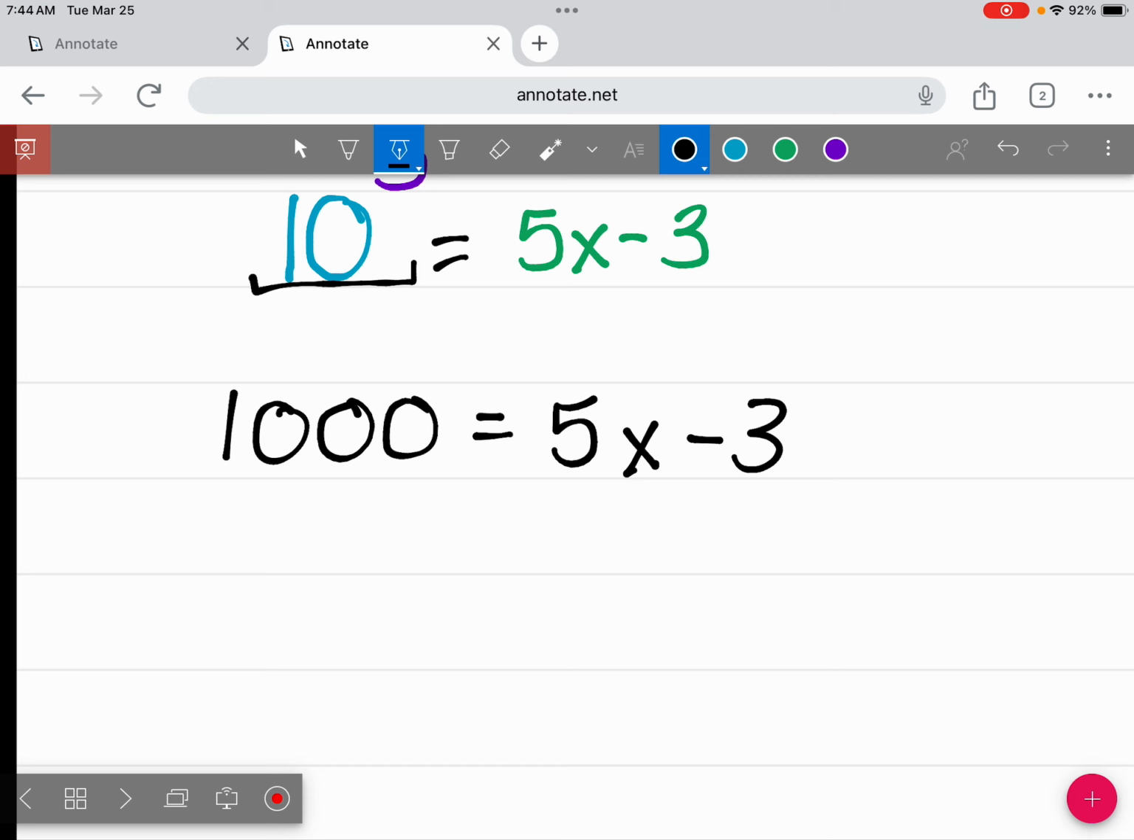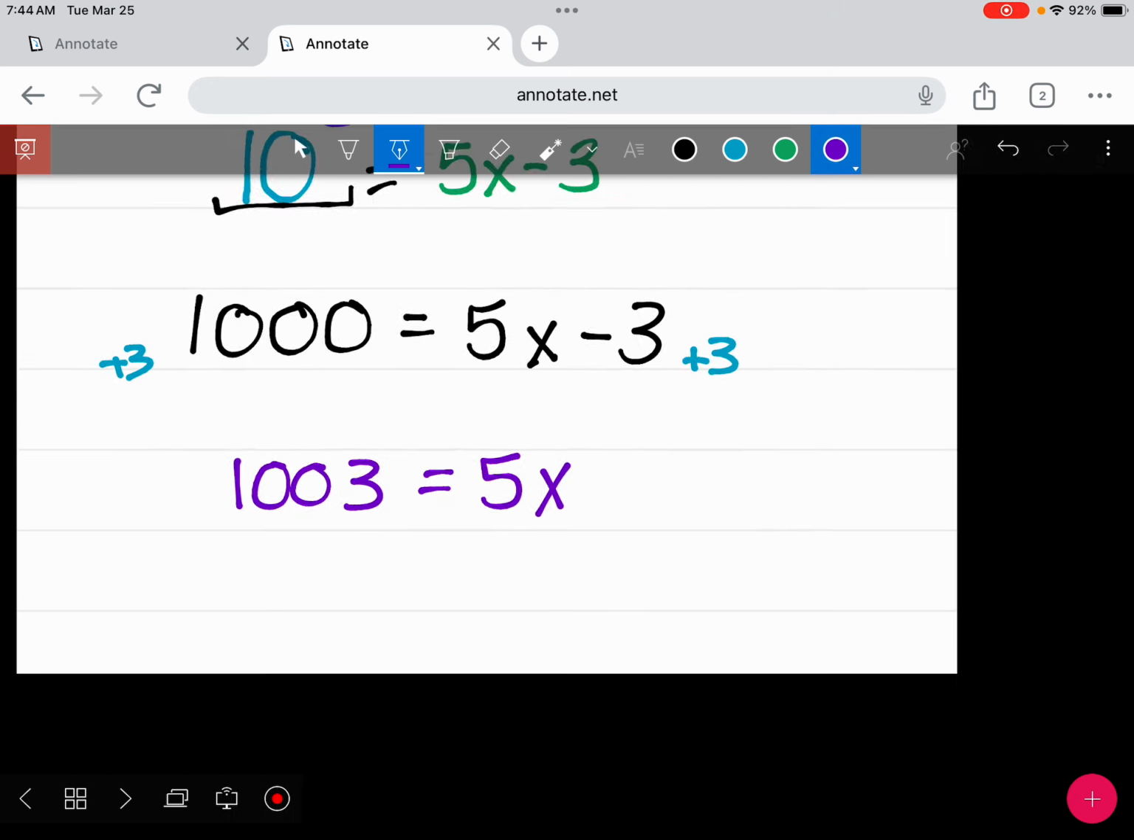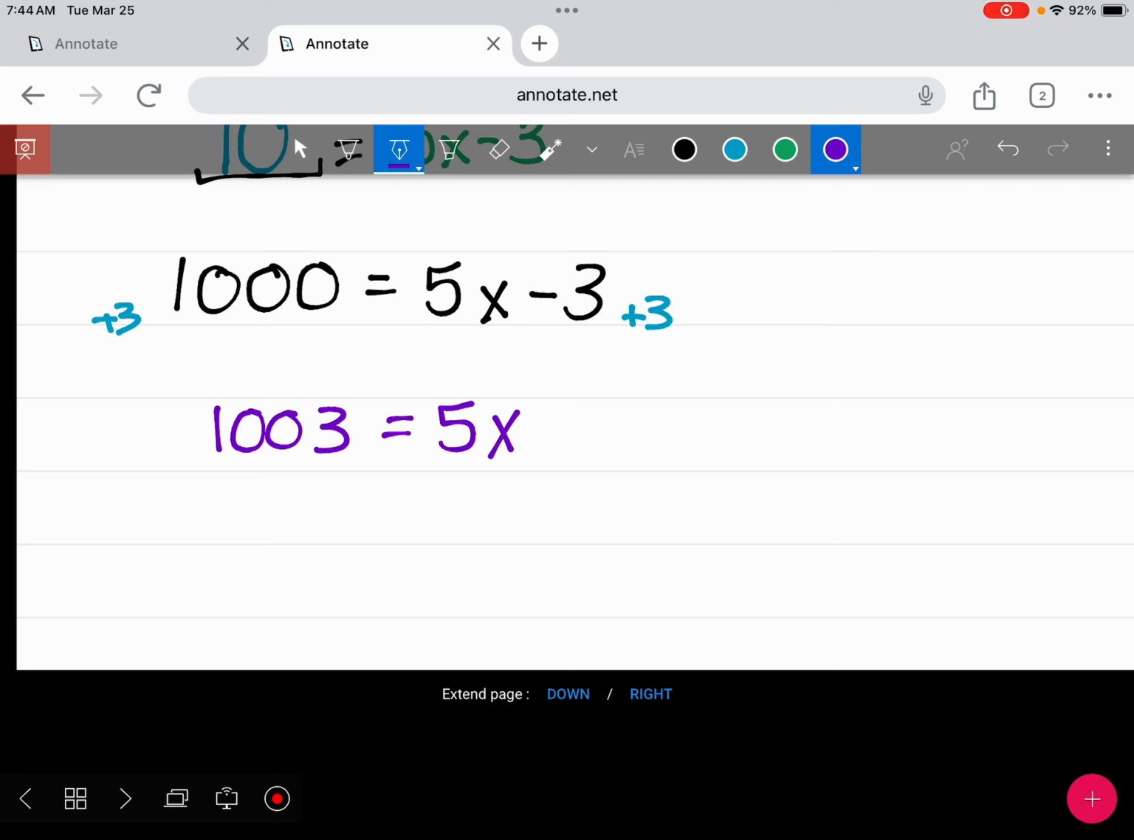Plus 3. Plus 3. So now we have that 1,003 equals 5x. What does x equal? How do we get to x by itself? Divide both sides by 5.